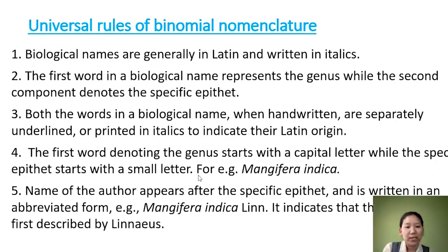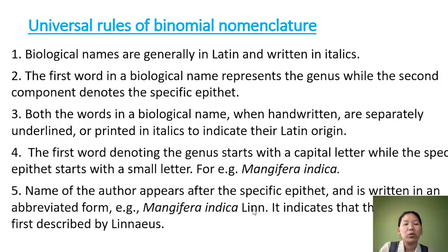Then, the name of the author appears after the specific epithet and is written in abbreviated form. Here, Mangifera indica Linn indicates that Linnaeus was the one who first described it. It is very important that we give the name in a scientific way. The most accepted scientific naming is binomial nomenclature devised by Carolus Linnaeus.